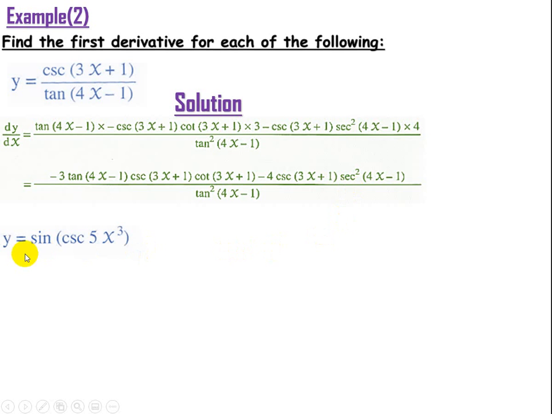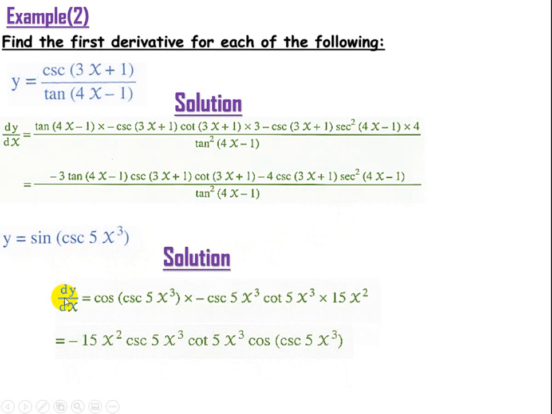Second example, y equals sine (cosec 5x power 3). dy by dx: the derivative of sine is cosine, and bring down the angle cosec 5x power 3. The derivative of the angle, the derivative of cosec, is negative cosec cotan, so it will be negative cosec 5x power 3 cotan 5x power 3, and the derivative of the angle 5x power 3 will be 15x power 2.